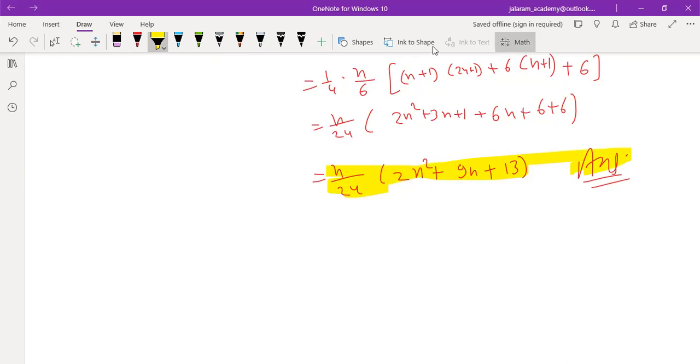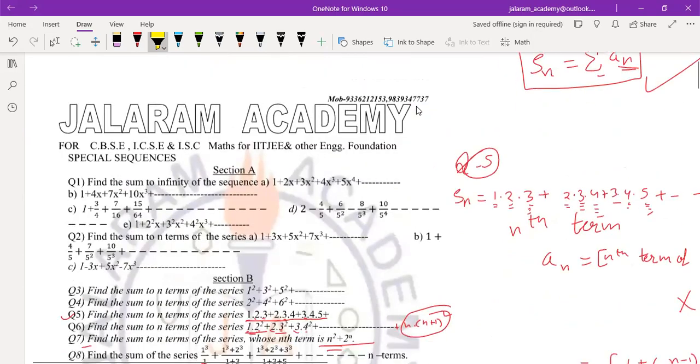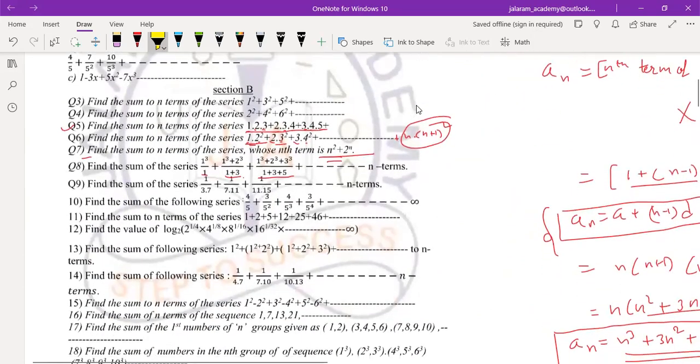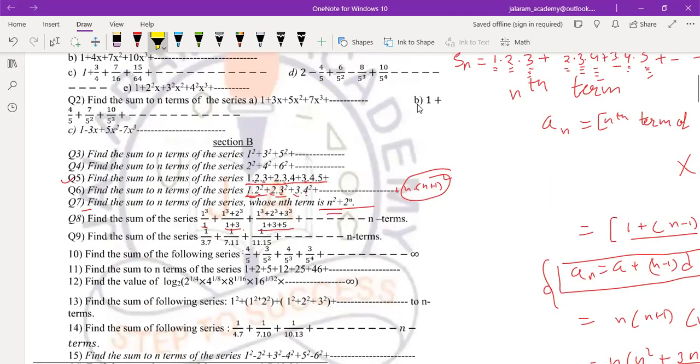Hope you must have understood how to find the sum of these sequences. First, we have to find the nth term, then we should find their sum. Next session we will discuss the remaining questions of this.